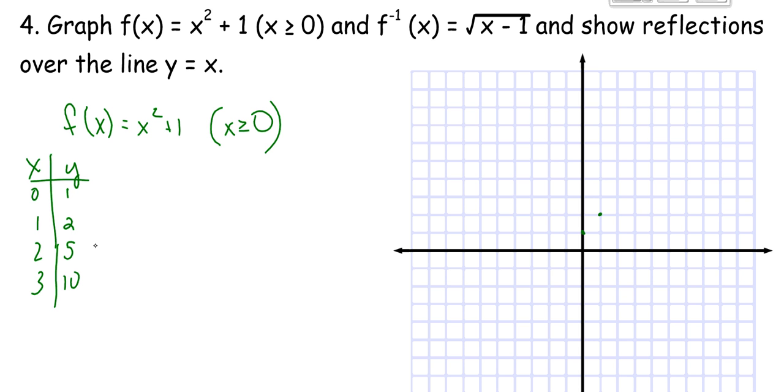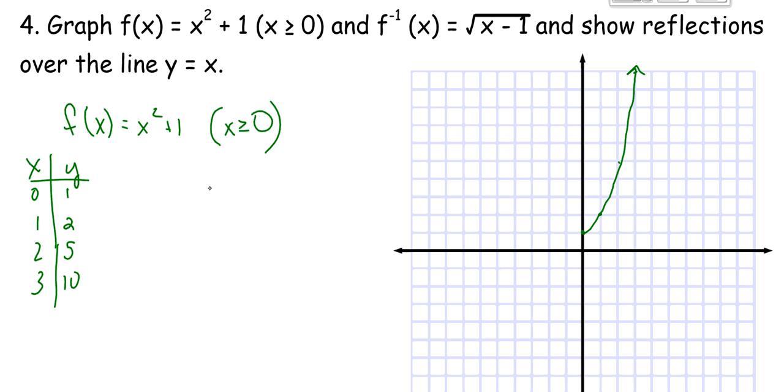So I'll just plot those: 2, 5, and 3, 10. And then that half of a parabola looks like that. And so that's our original. Now we'll graph the inverse.